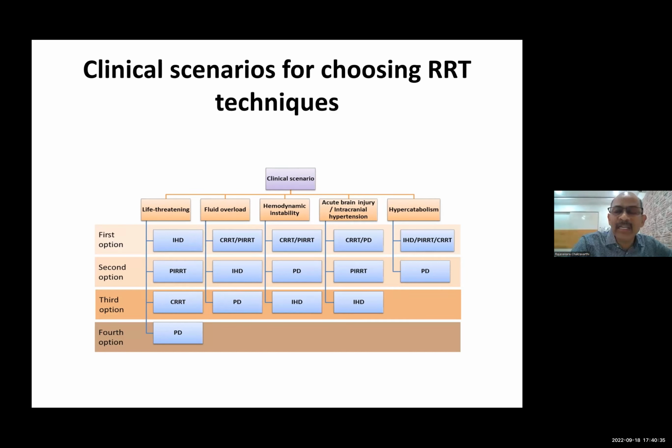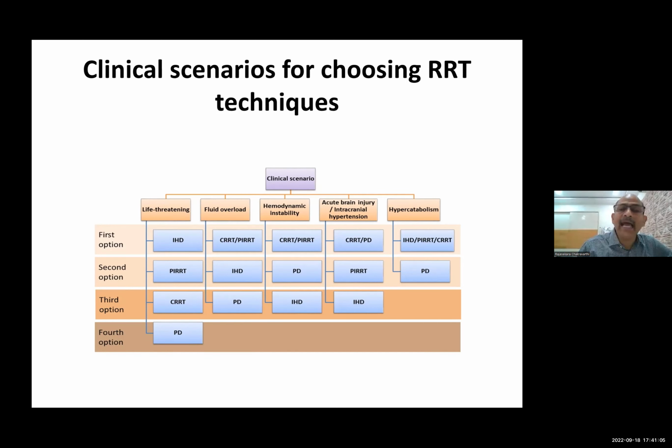When you have hemodynamic instability in the patient, you again want to choose a continuous modality so that you don't contribute to the hemodynamic instability. When there is a brain injury, you would want to choose a continuous modality because the intracranial pressure changes are bad for the outcome. When somebody is hypercatabolic, again, I discussed with you, the definition of hypercatabolic will be delta change in urea, creatinine, potassium, phosphorus.